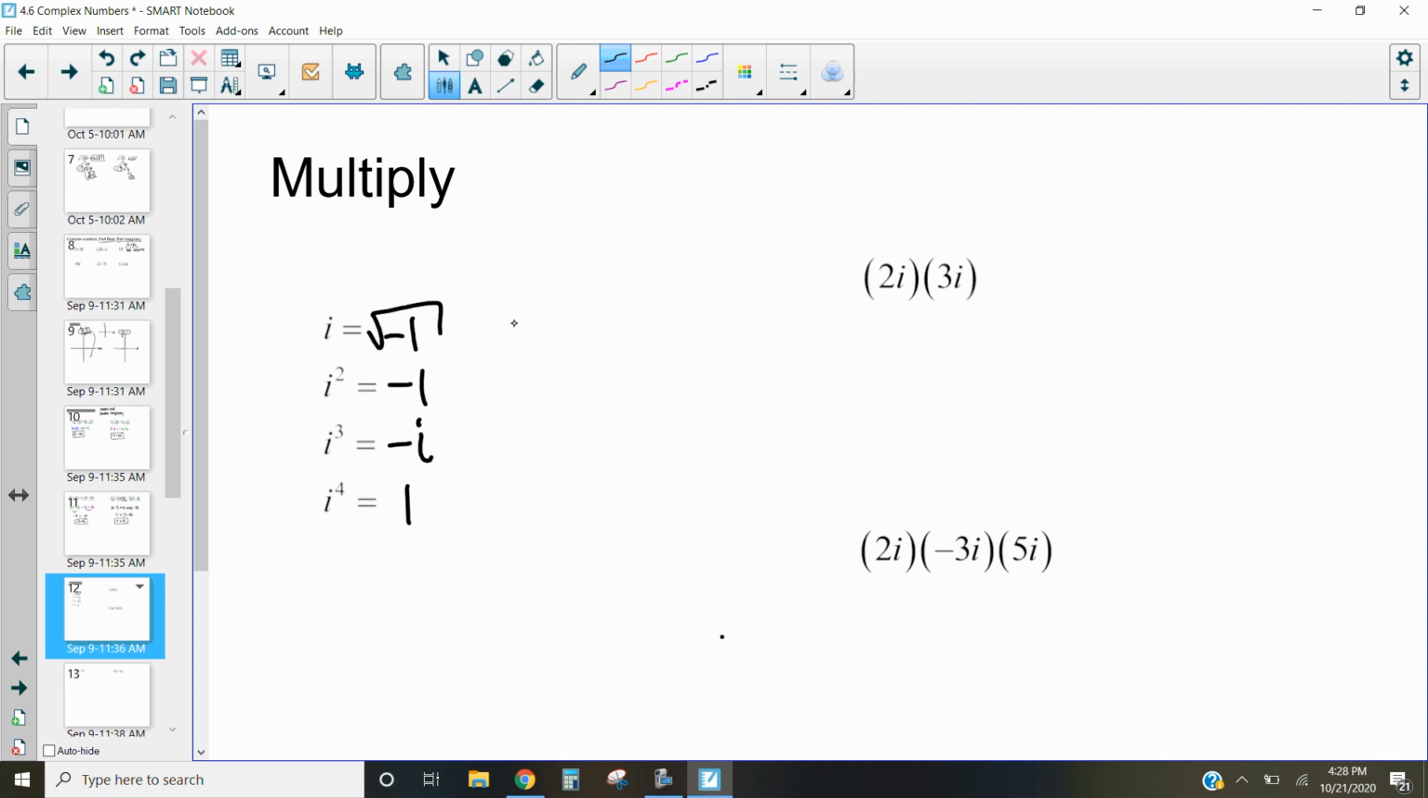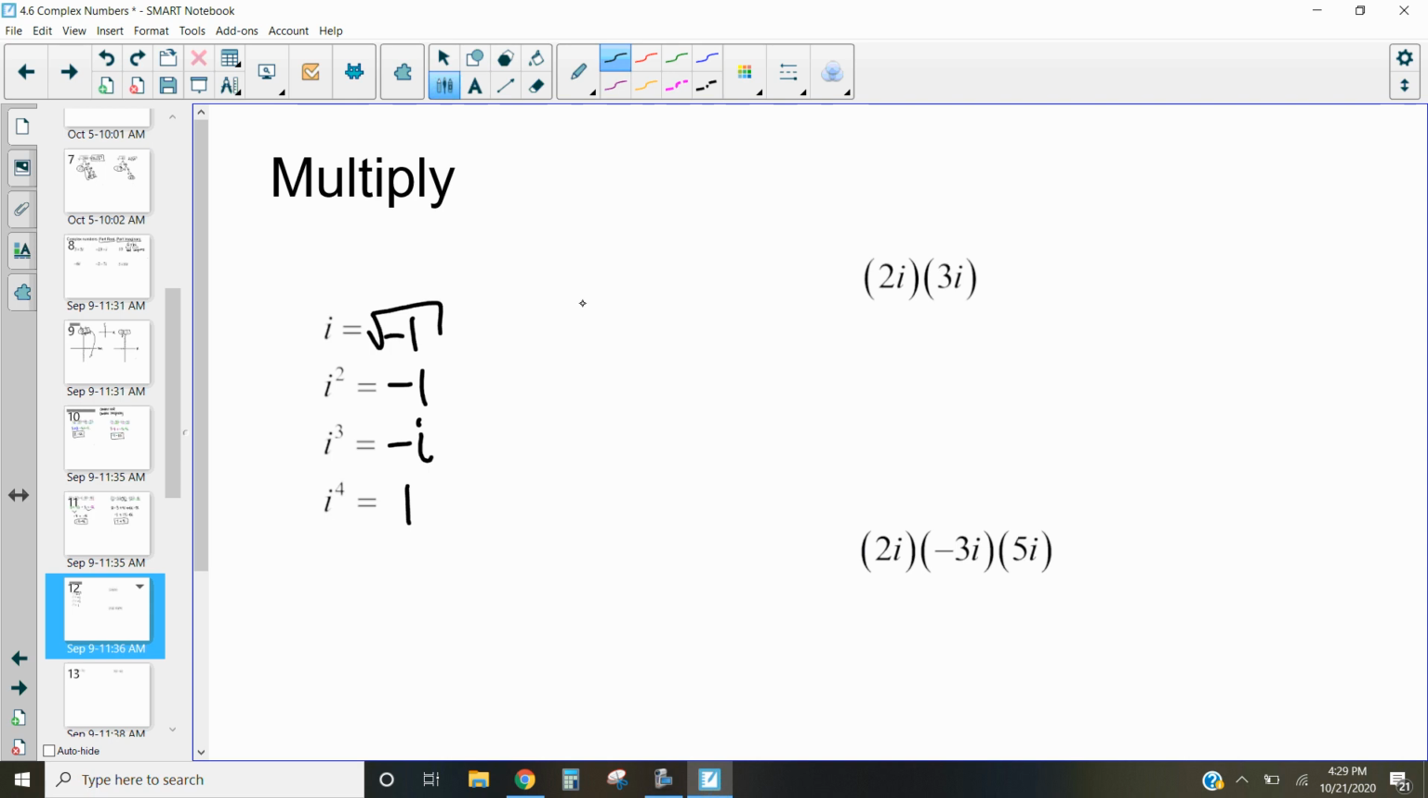Then once we get back up to the next number, i to the fifth, that's going to go back to following this pattern of the square root of -1. It's modular. That means it rotates through. Once we go past 4, 5 is the same as 1, 6 is the same as 2, 7 is the same as 3, and 8 is the same as 4. We can use that pattern, depending on how far away they are from 4, to decide what is going to happen. So let's take a look at what happens when we multiply.